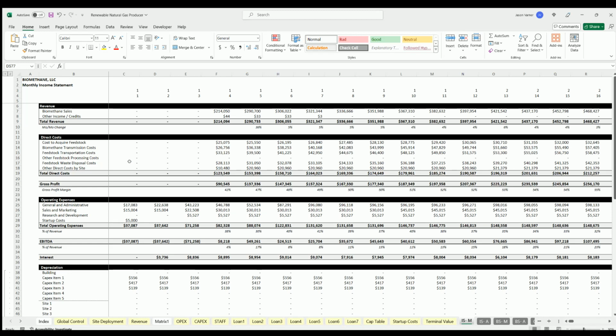Okay, income statement. Now, there's a couple things on the income statement that are new. Well, there's one thing. You've got your revenues here, all the direct costs.